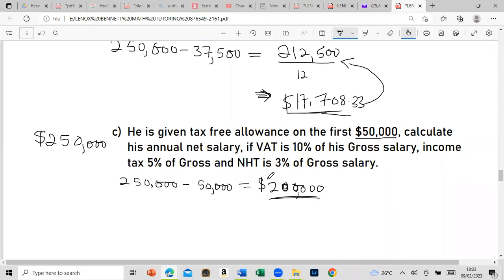So now we are calculating his annual net salary based off of this. So if VAT, which is the value added tax, is 10% of his gross salary, and then income tax, you're going to break down each tax.